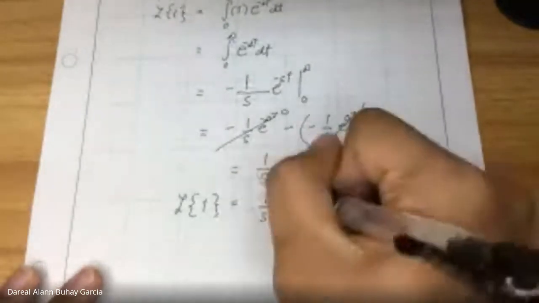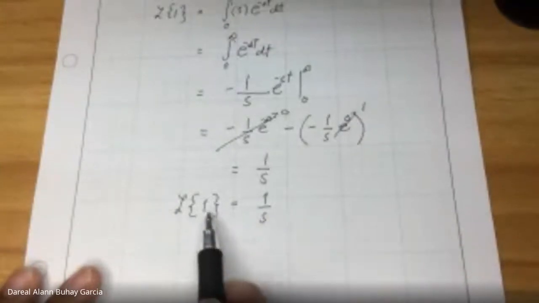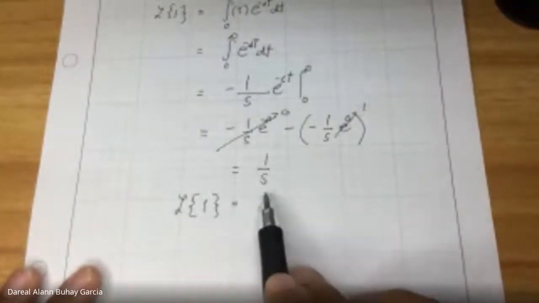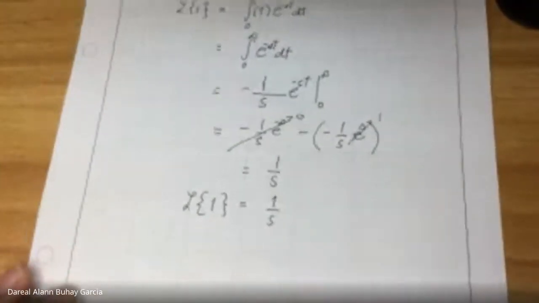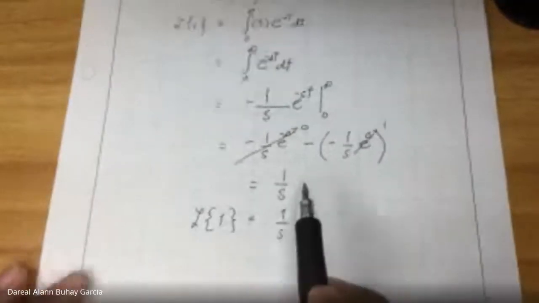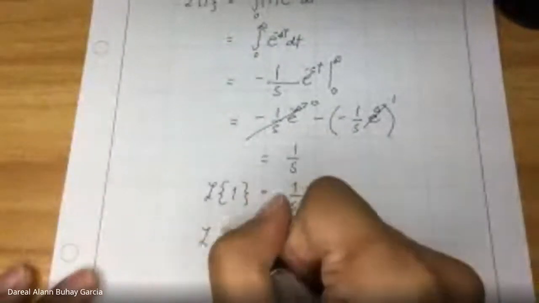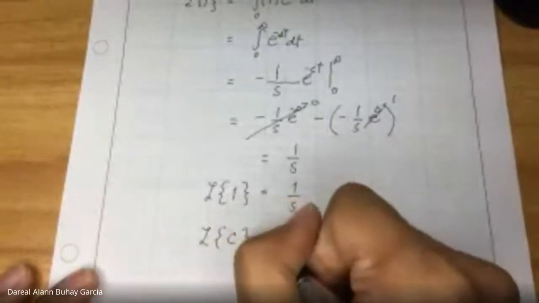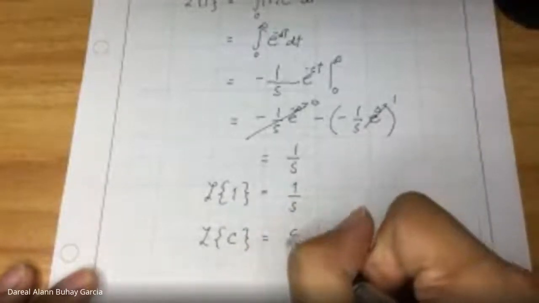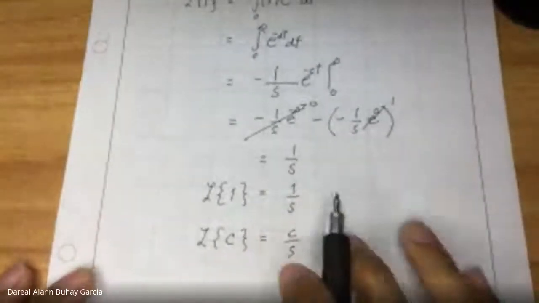Then, I think, I no longer found it in the table, but I think the Laplace transform of any constant is that constant over S. If it is 2, yeah, it will follow that the Laplace transform of any constant C is equal to C over S.